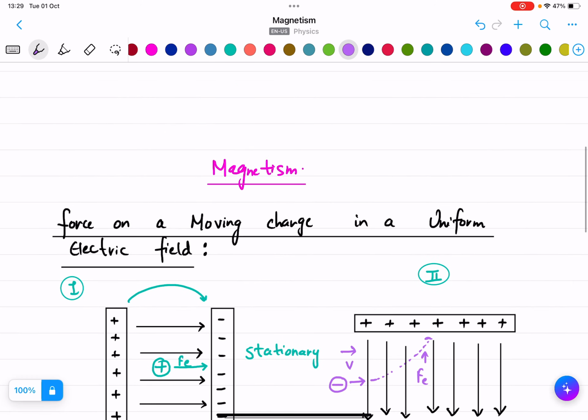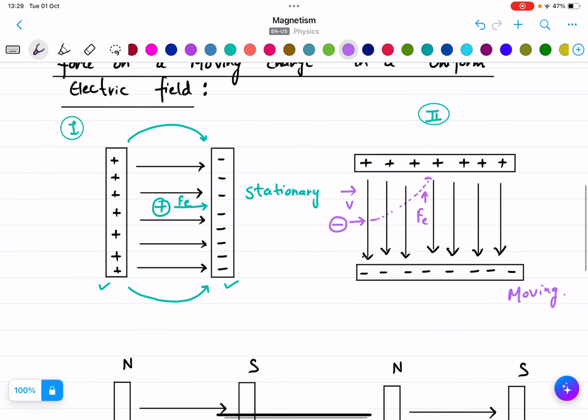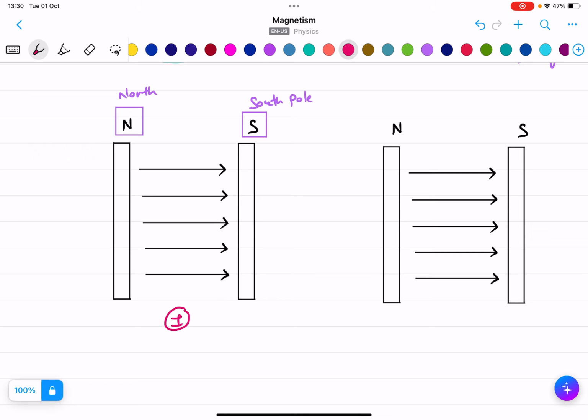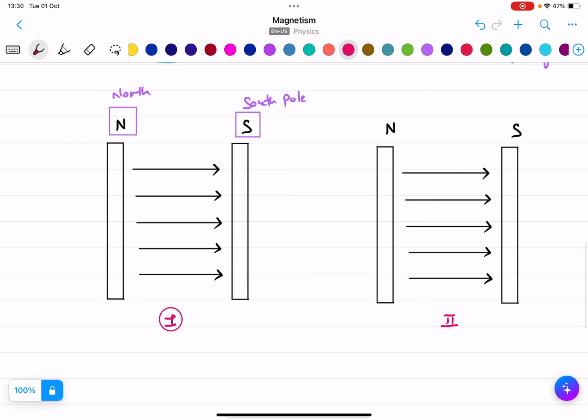Now because we are talking about magnetism, magnetism means magnetic field. So this is my magnetic field. If we speak about a magnetic field, that means there will be two poles: N is the north pole, and S is the south pole. North and south pole. Now again we will discuss two cases. This is my first case and this is the second case.